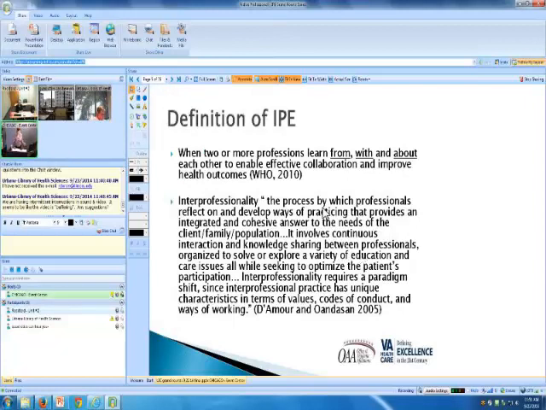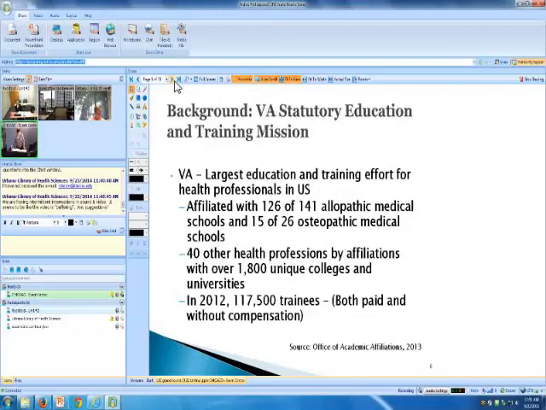So what's the definition of IPE? It's when 2 or more professions learn from, with, and about each other to enable effective collaboration and improve health outcomes, and that's the definition from the World Health Organization. I'm not going to read this next statement, but if you aren't familiar with these authors, they write prolifically about IPE, so that might be a good resource for people.